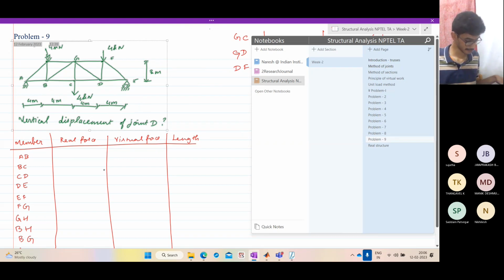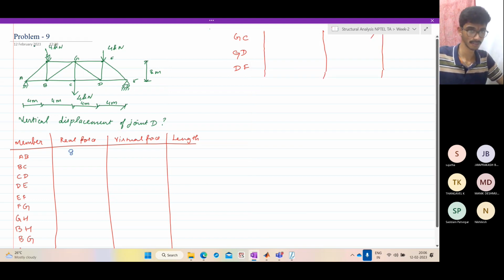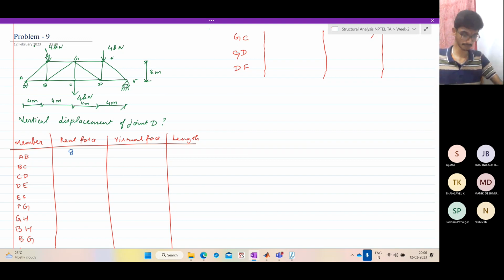FAB is 8 kilonewtons. FBC is 32 by 3. FCD will be the same as FBC because of symmetry, so that will also be 32 by 3. FDE will be the same as FAB, so that will also be 8 kilonewtons.